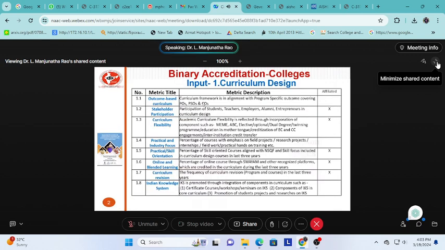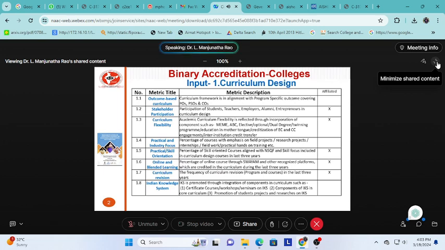So the first metric is 1.1, outcome-based curriculum. Whether the institution is practicing outcome-based education by defining the course outcomes, program outcomes, and program specific outcomes. So that is an outcome-based curriculum.